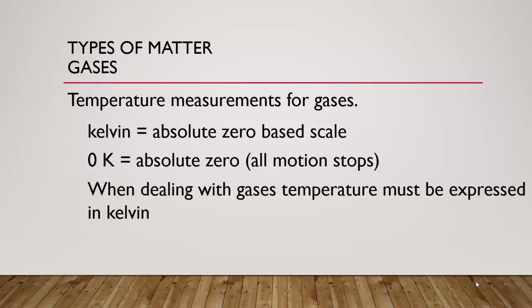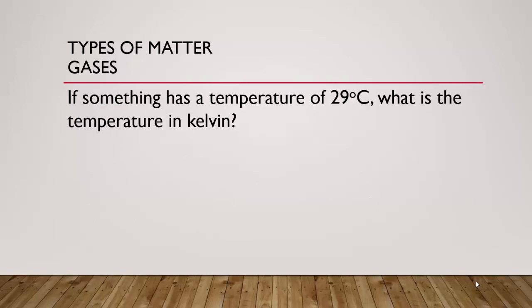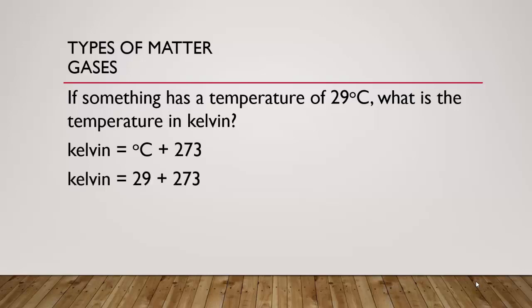When you're dealing with gases, you must express the temperature in Kelvin, and it turns out that Kelvin is the temperature in degrees Celsius with 273 added. For example, if something has a temperature of 29 degrees Celsius, what's the temperature in Kelvin? Well, Kelvin is degrees Celsius plus 273. The temperature in Kelvin will be 29 plus 273, which is 302 Kelvin. So 29 degrees Celsius is the same as 302 Kelvin.